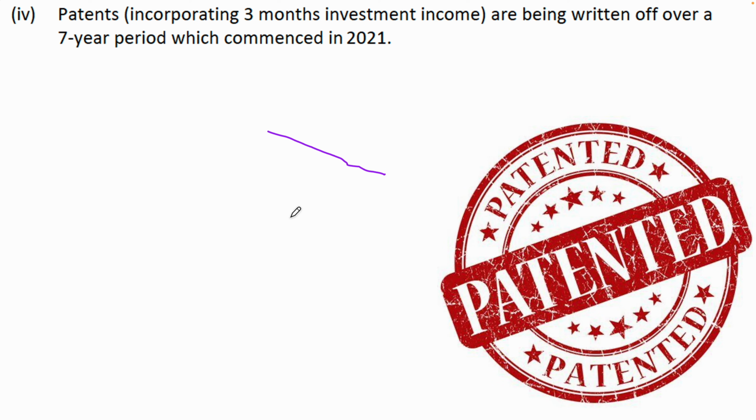Okay, patents incorporating 3 months investment income are being written off over a 7-year period, which commenced in 2021. Okay, so this is very important here. We're doing the books for the end of 2023. So that means they've been written off in 21 already, and they've been written off in 22 already. And now we're going to do 2023. But 7-year period, that means there's 5 years left.